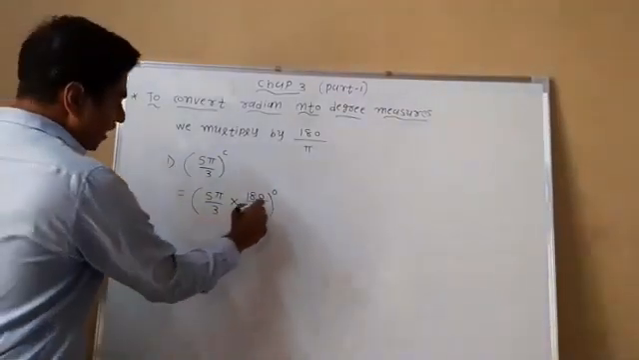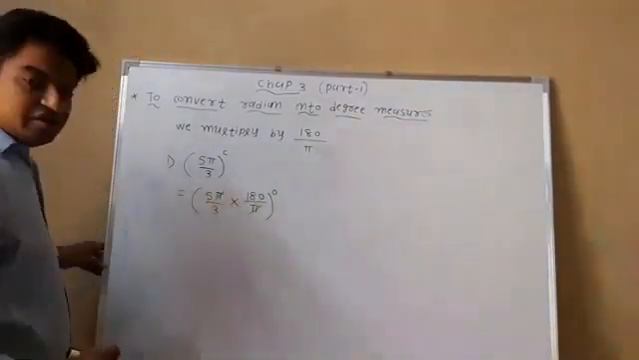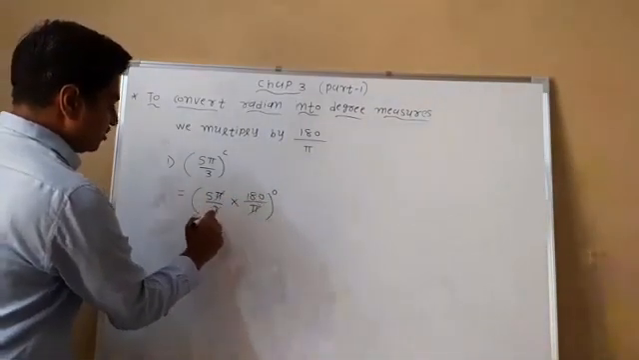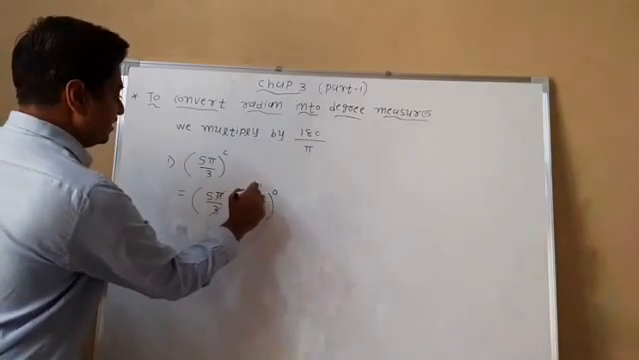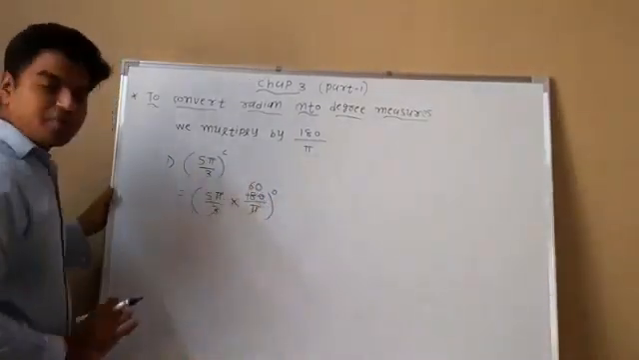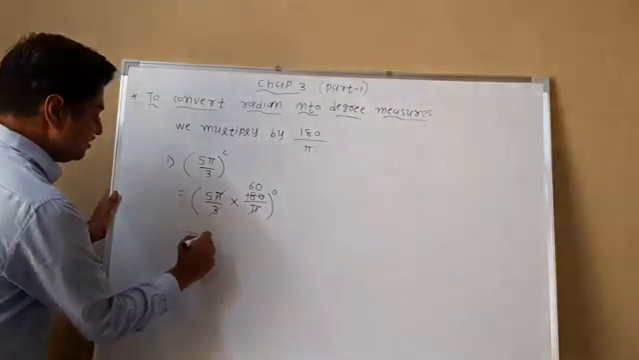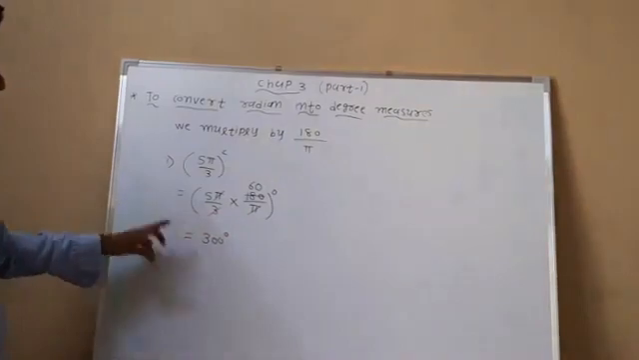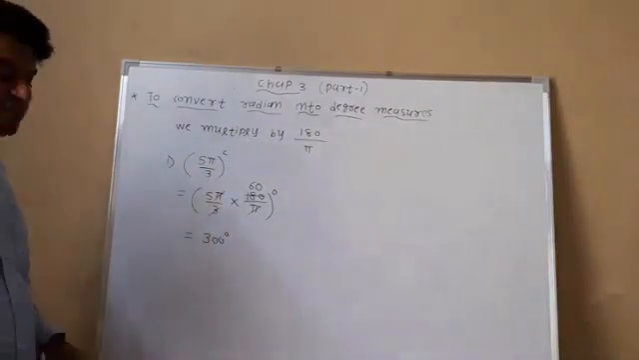Now pi cancels out here. Same way 180 divided by 3, so this term cancels out and here we can write 60. So 60 into 5, that means 300 degree. So our answer is 300 degree.